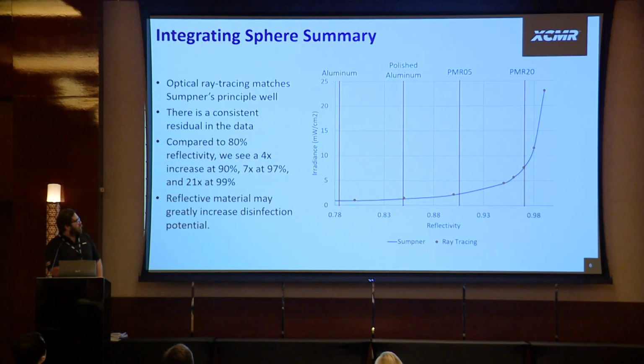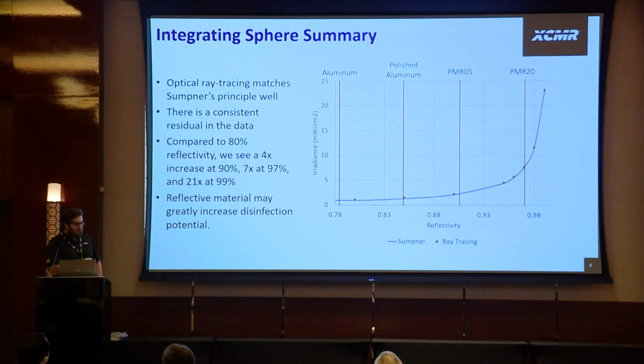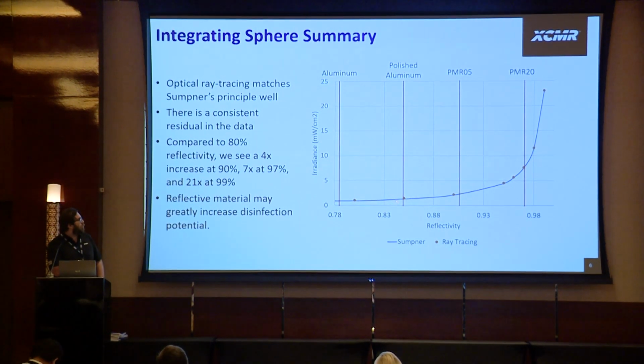And so if you look at different materials, you can look at aluminum, which is around 78%, 79%. Polished aluminum goes up to 85%. And then you get into the Porex materials, which I discussed a moment ago, that are PTFE-based materials. And you can get up to 98% reflectivity with PMR20. I believe they have a 99% material that they've been discussing.